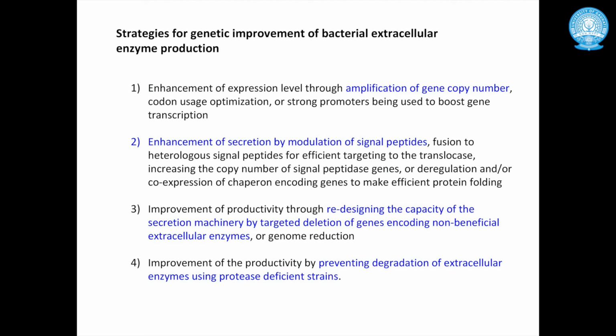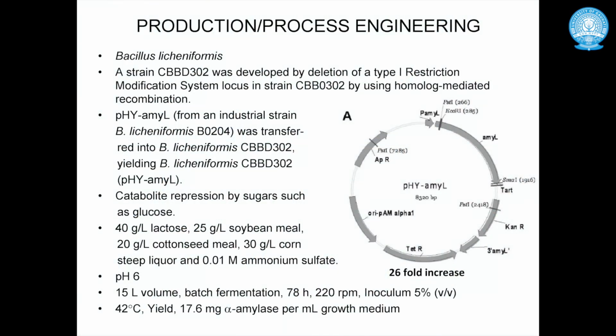So after seeing this background, now we will talk about production or process engineering of alpha amylase. The strain used for alpha amylase production is Bacillus licheniformis. This strain is selected because naturally this strain produces a good quantity of alpha amylase. It may not be sufficient for industrial scale production or the demand of alpha amylase to be met, but still it is important because of its high level of accumulation of alpha amylase.